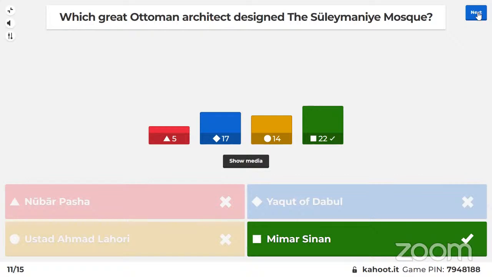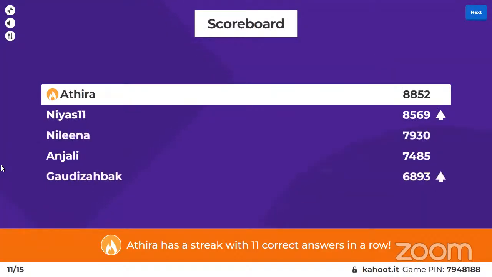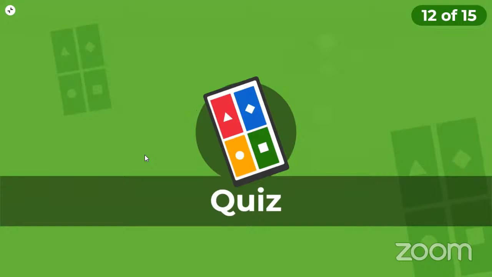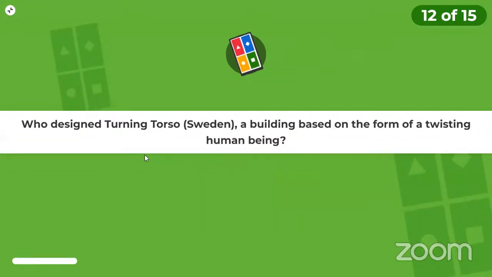Moving on to the scoreboard. Adira has a streak with 11 correct answers in a row. Second, we have Nias. Third, we have Nilina. Fourth, we have Anjali. And fifth, we have Gaudi Sabha. So moving on to the next question.